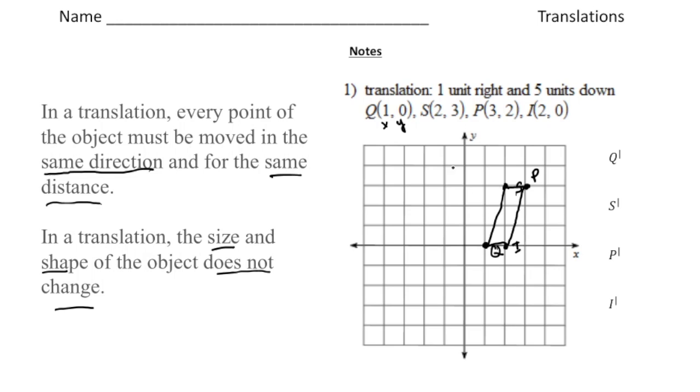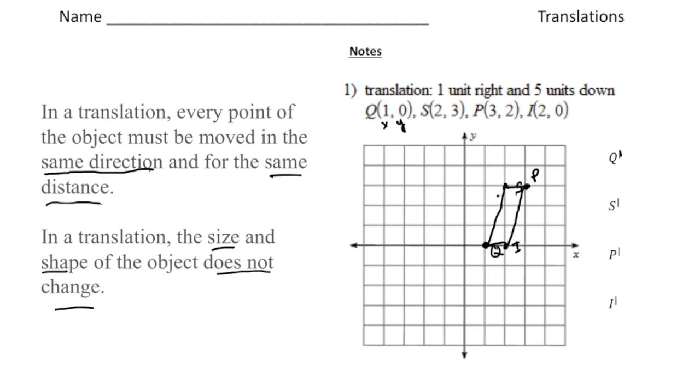Now what we're going to do is move this entire image 1 unit to the right and 5 units down. If you notice, we have another Q over here, and that little line is called prime, and so Q prime is where Q is going to end up after we move the point.